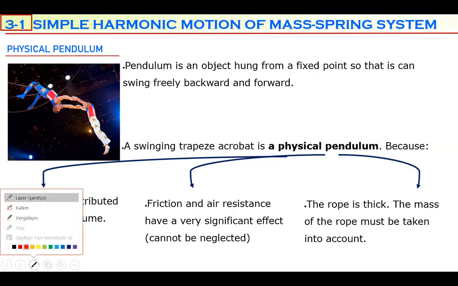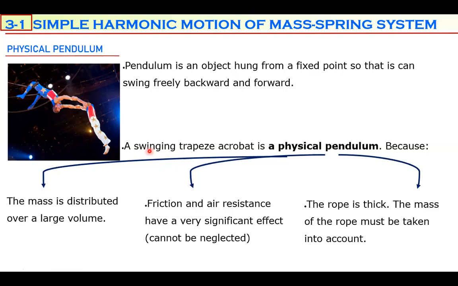So a swinging trapeze acrobat's motion is a periodic motion, we know this because it's back and forth. But is it simple harmonic? We will try to understand it first. The swinging trapeze acrobat is a physical pendulum. First, we should know that. What does physical pendulum mean?